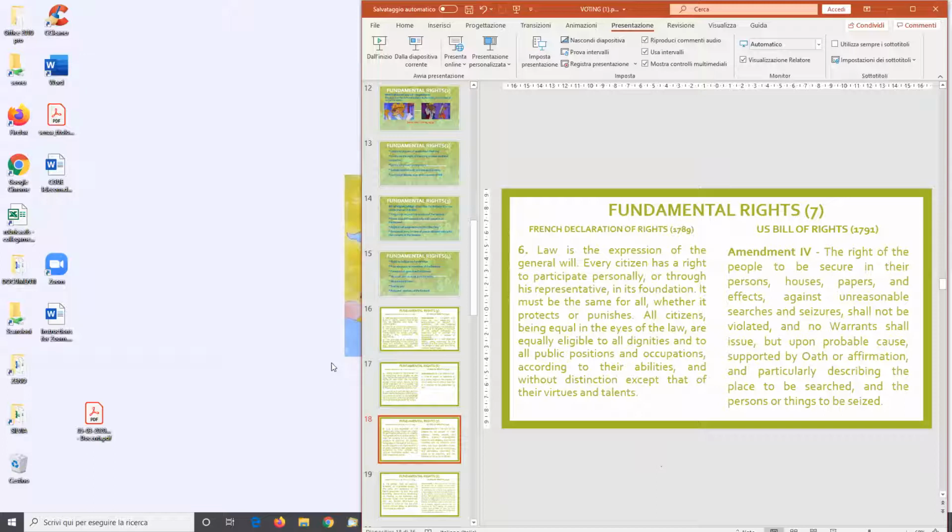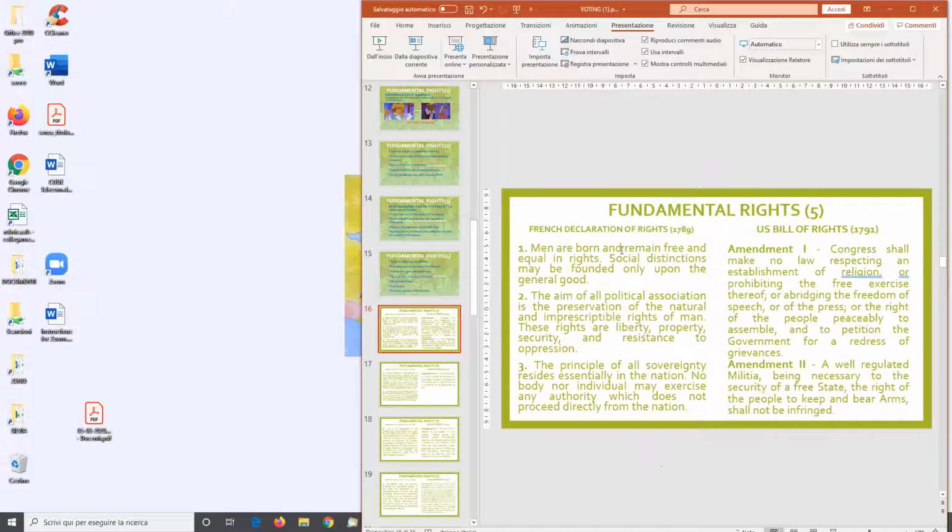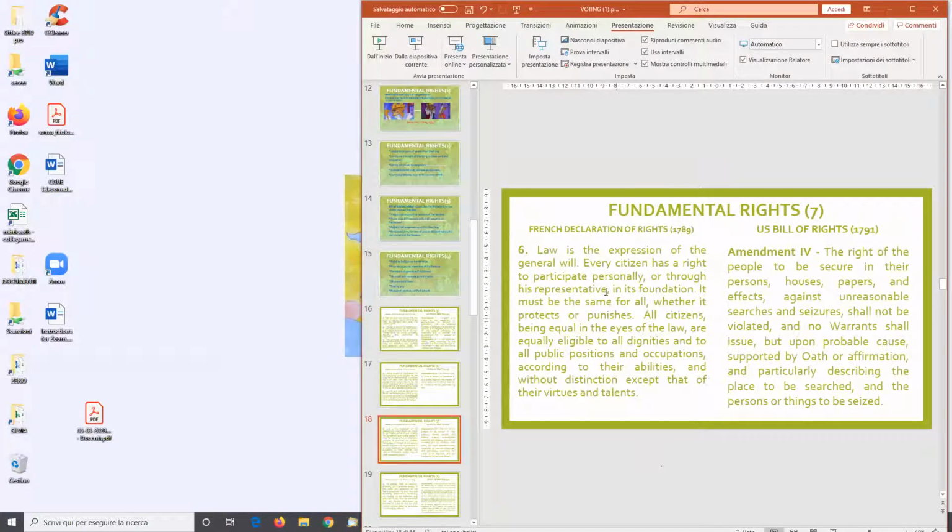And every citizen has a right to participate personally or through his representative in its foundation. It must be the same for all, whether it protects or punishes. All citizens, being equal, are equally eligible to all dignities and to all public positions and occupations according to their abilities and without distinction except that of their virtues and talents. So here we find a further element of the principle of equality, which we found in Article 1. Equal in rights. And here in Article 6, it says exactly that you have not only equal civil rights, but also equal political rights.